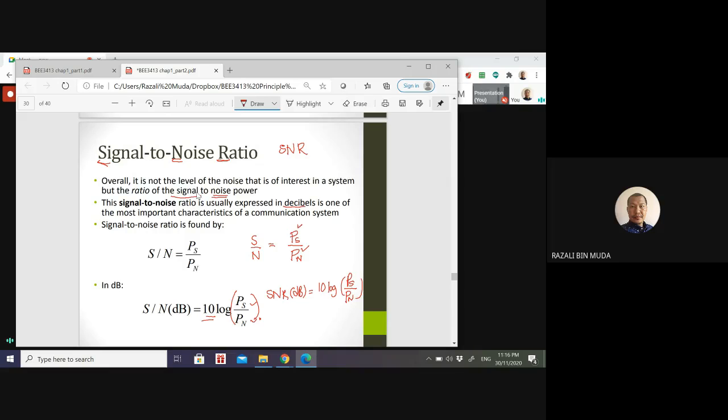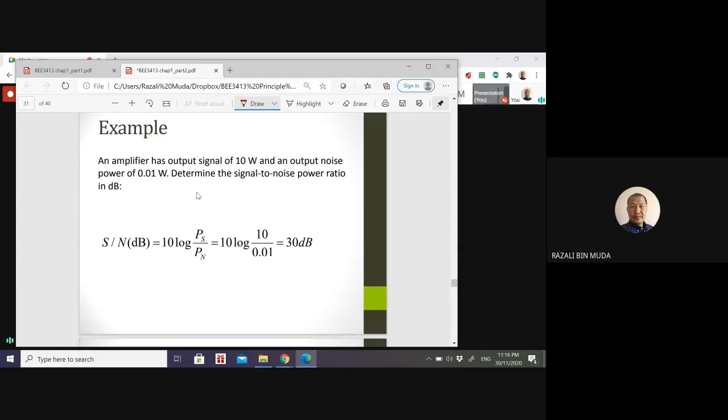Okay, so it is always signal over noise. Example: an amplifier has output signal power PS equal to 10 and output noise power PN equal to 0.01. Make sure the unit is the same. If you have watt, then both should be in watt. If one is in milliwatt, then both should be converted into milliwatt. Before you make the ratio, determine the signal to noise ratio.